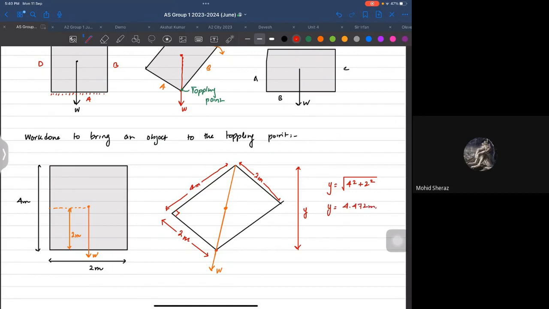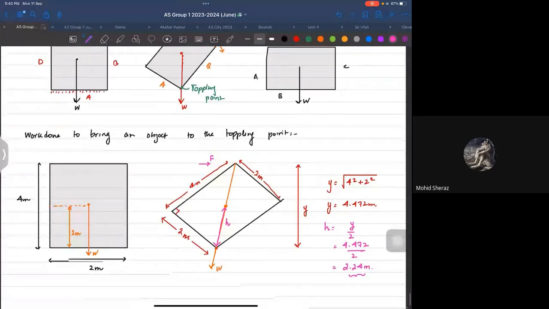Do you guys understand? So I want to find this height, which is the height of the center of gravity. So the height will be y by 2, because y is the total length. So it's going to be 4.472 divided by 2. So the new height of the center of gravity is 2.24 meters. By applying a force on it, we have raised the height of the center of gravity by this amount so that the rest of it can fall itself.